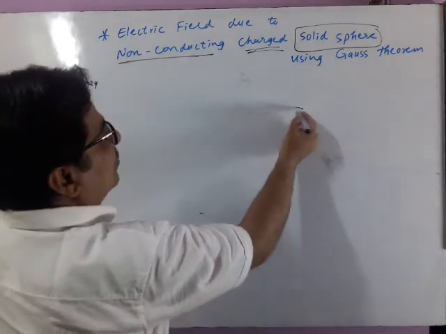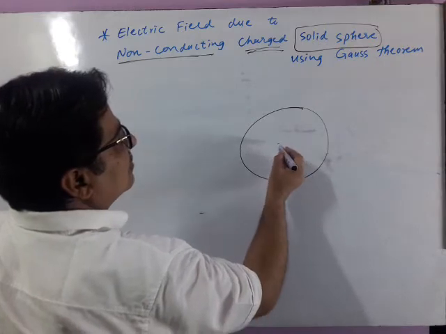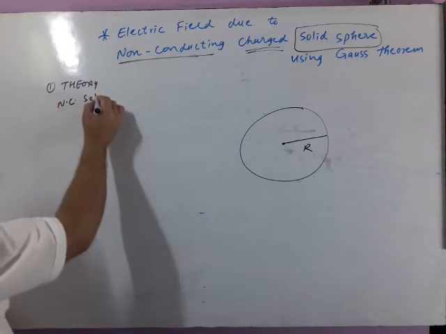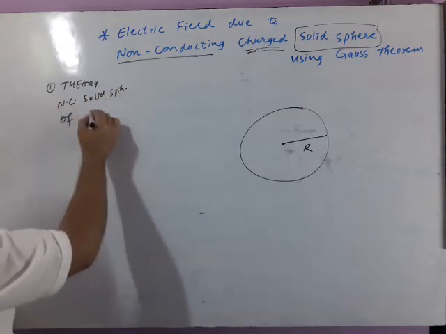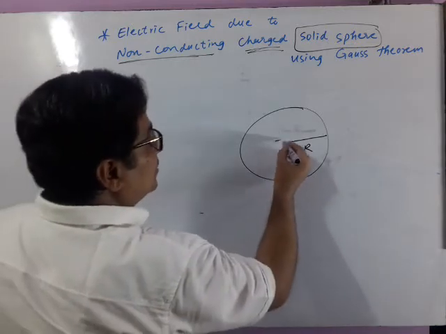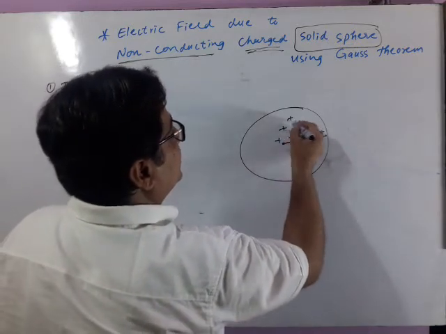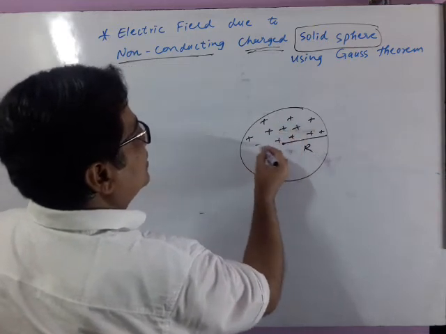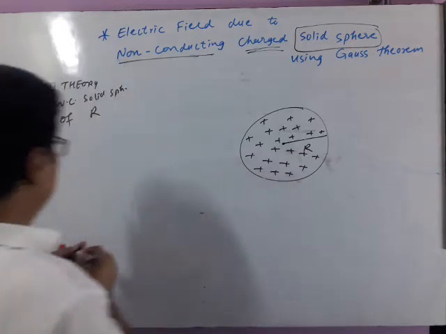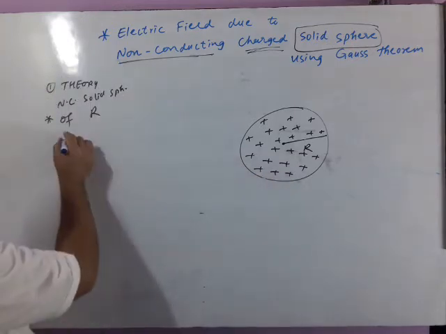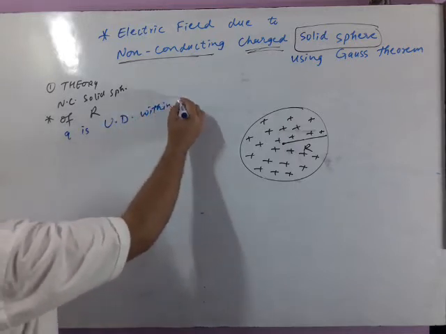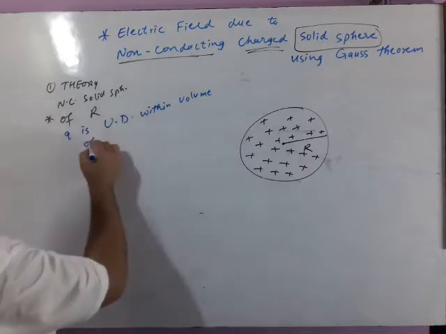Let us consider one non-conducting solid sphere of radius R. So this is a non-conducting solid sphere of radius capital R. Now, charge is uniformly distributed within the solid sphere everywhere. Now focus on this line: charge is uniformly distributed within the volume of the solid sphere.